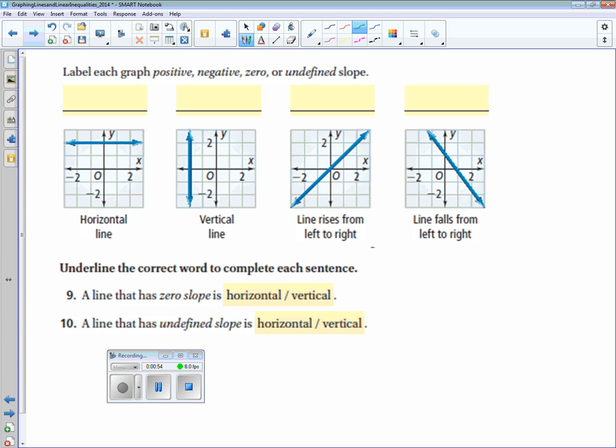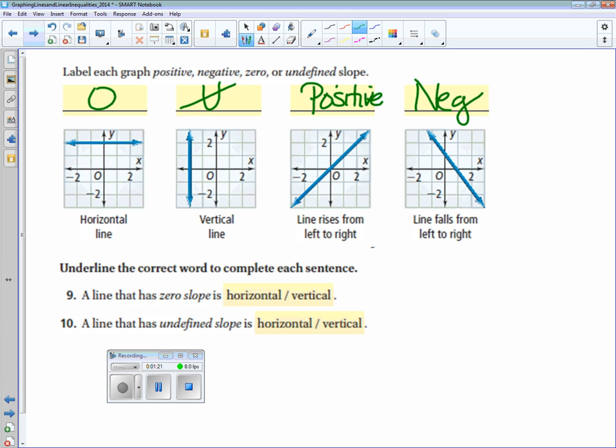So let's actually go ahead and look at these and decide whether they are positive, negative, zero, or undefined. So first one, what do you think? Horizontal line. 0 slope. Second one. This is my symbol for undefined. You may or may not have seen that before, but it just means a U with a slash through it. That means undefined or no slope, really. Okay? This one rises from left to right. That's going to be a positive slope. And then when it falls from left to right, it's going to be a negative.